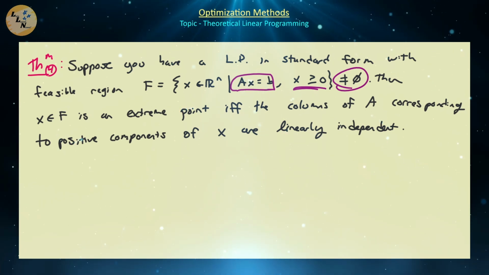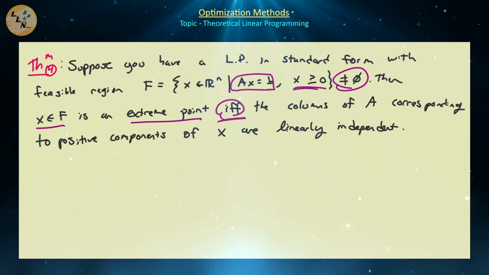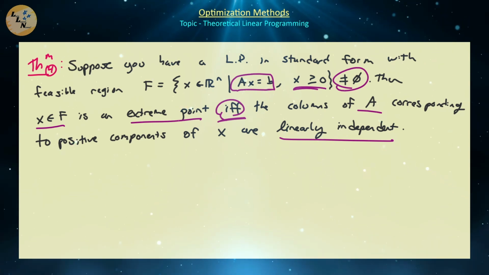So then if a point belongs to the feasible region, then we say that it is an extreme point if and only if, right? So if it's an extreme point, then this holds, and also if this holds, then that means it's also an extreme point. It goes both ways. Then the columns of A, the matrix, corresponding to positive components of x must be linearly independent from one another. Okay, so lots of different things going on there. So let's look at a nice numerical example to bring it together.